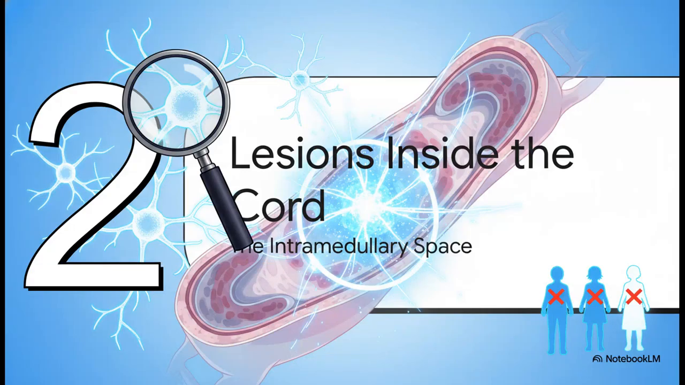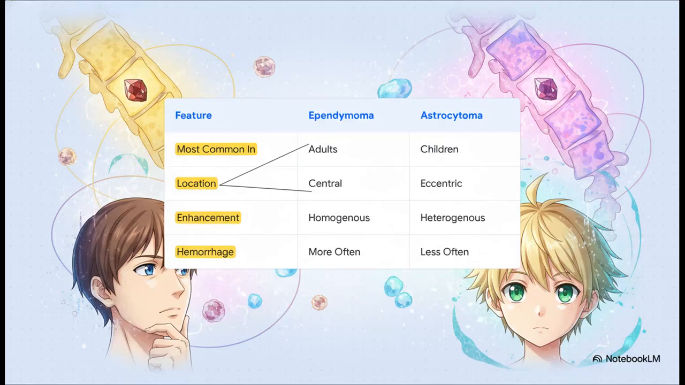Let's start our investigation in the first neighborhood, the intramedullary space. When a lesion is growing right from inside the spinal cord, our list of prime suspects gets really short, really fast. Our 2 main culprits in here are ependymomas and astrocytomas, and the key is knowing the profile. If your patient is an adult, your brain should immediately go to ependymoma. It's the most common one in that group, by far. You'll be looking for something right in the center of the cord that lights up nice and evenly.